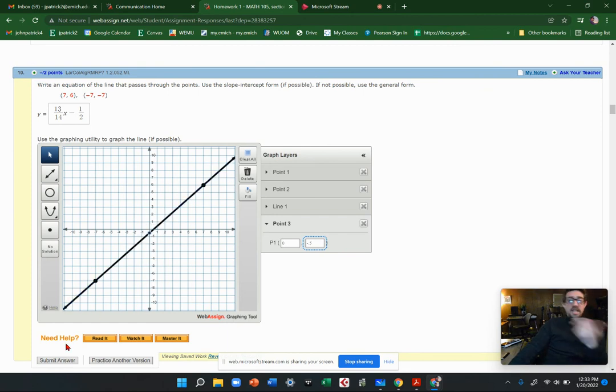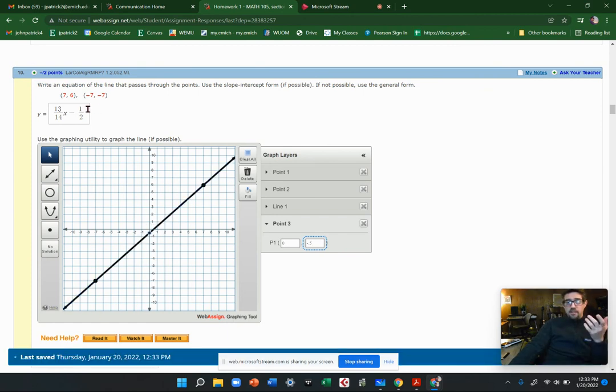So you need any 2 points on the line. They don't have to be the ones that are given. And an easy one to get is always the y-intercept.